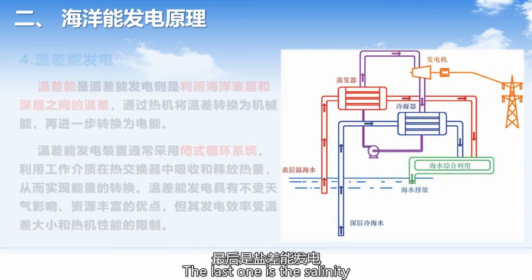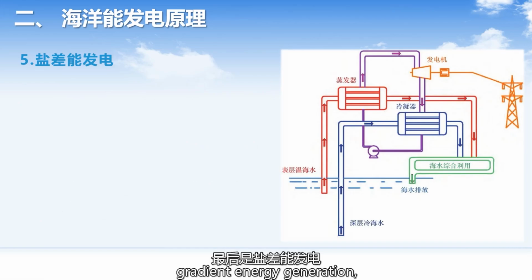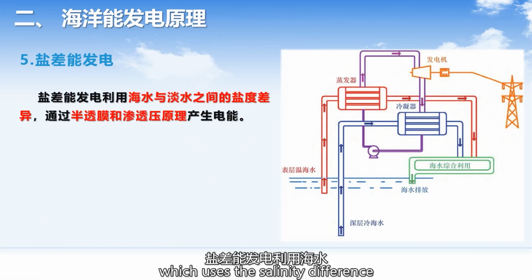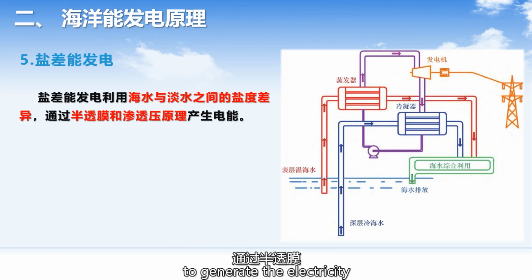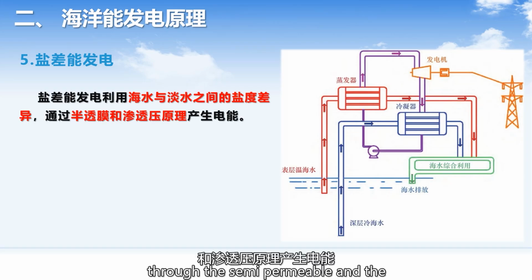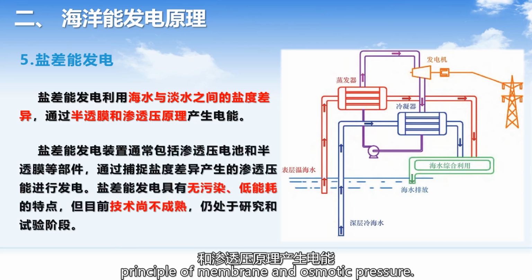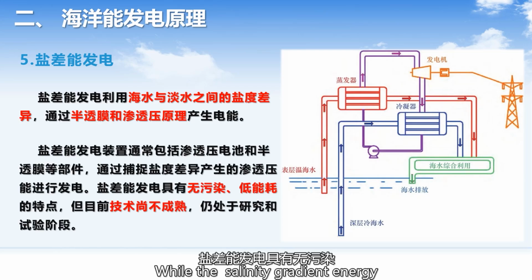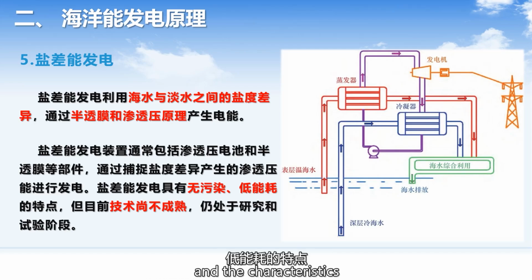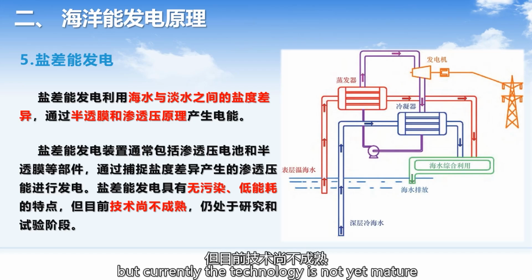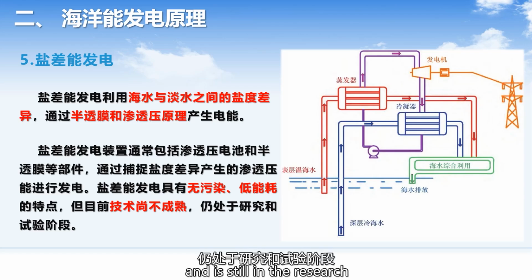The last one is salinity gradient energy generation, which uses the salinity difference between seawater and fresh water to generate electricity through semi-permeable membranes and the principle of osmotic pressure. Salinity gradient energy generation has pollution-free properties and the characteristic of low energy consumption. But currently, the technology is not yet mature and is still in the research and experimental stage.